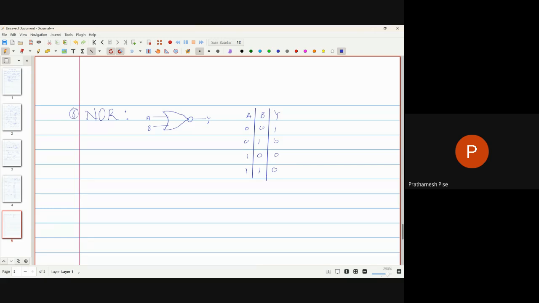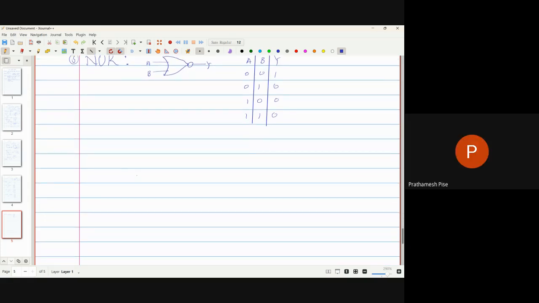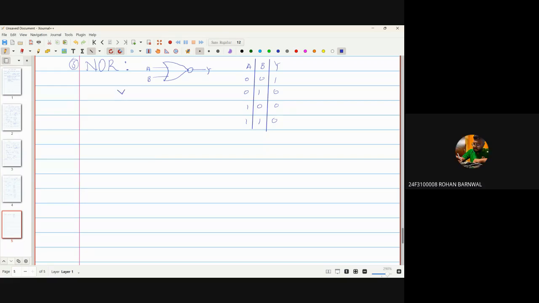So now which gates are remaining? XOR and XNOR, right? Yes, sir. So let's do it for XOR. We didn't write the Boolean expression. So it will be y is equal to A plus B complement. So now XOR.